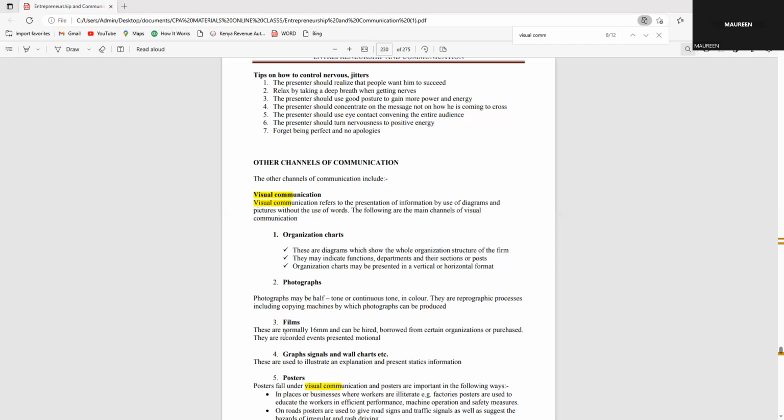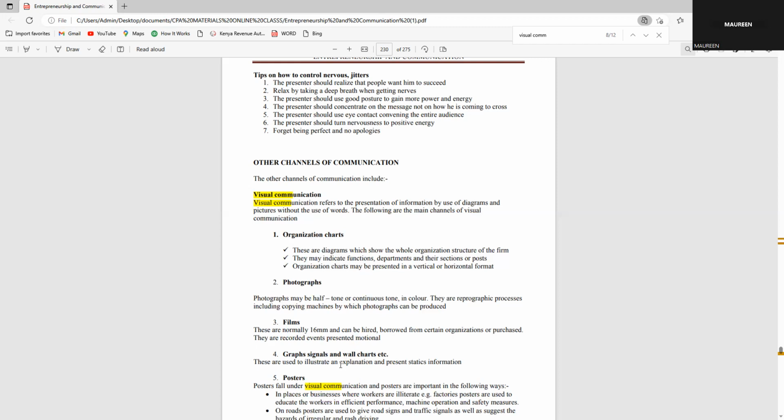Mostly films happen in those companies which do marketing. They pre-record motion for certain communication, and if you want to hire, you can go to that company and they can customize it based on what you want. So it's not necessarily the same; it is based on what the clients want.